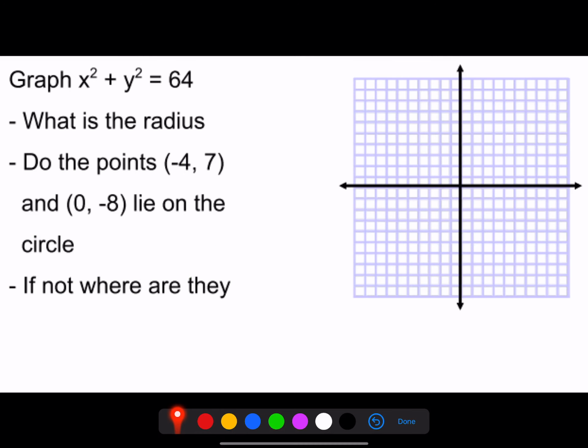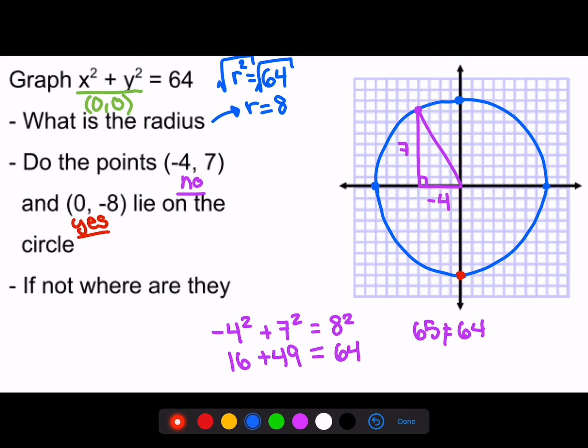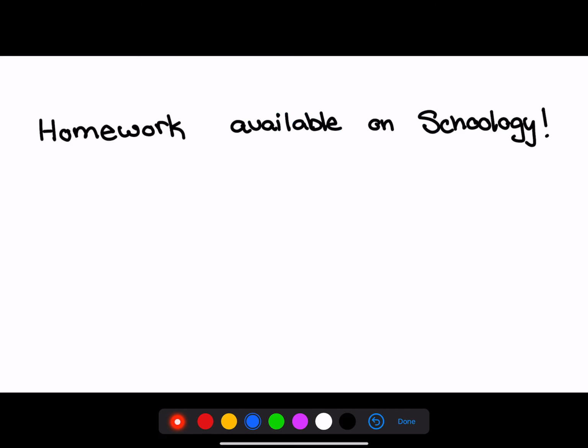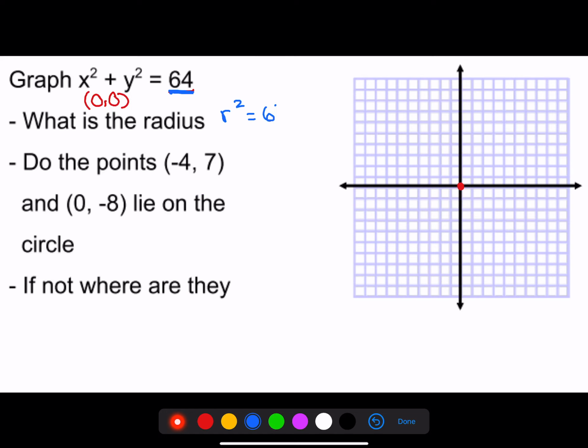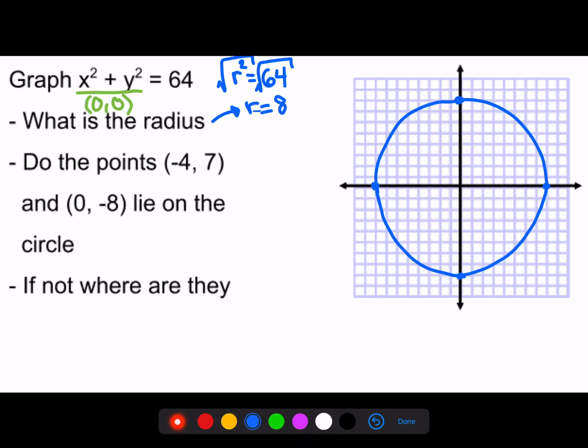Next up, try this one out on your own. If you need to pause the video, please do. Graph x squared plus y squared equals 64. So again, we know our center is at 0, 0, so I can go ahead and draw that. Our radius squared is 64, so if r squared equals 64, then r is equal to 8. So from there, I can go ahead and graph my circle.